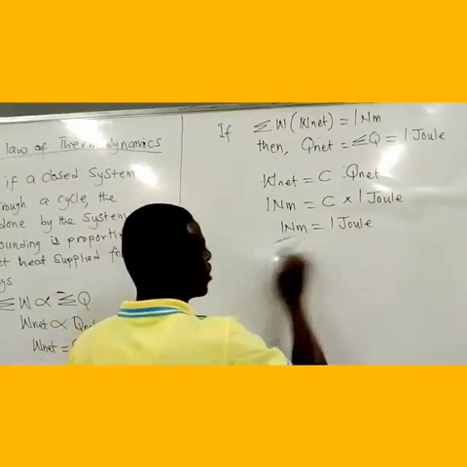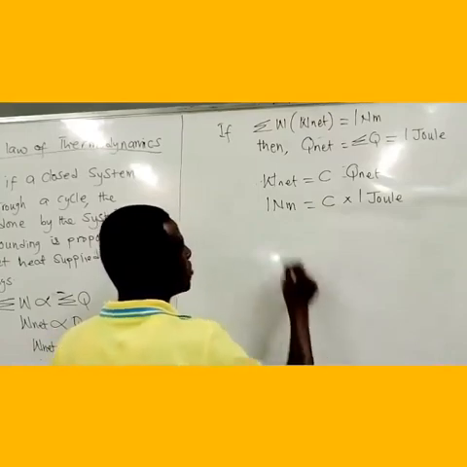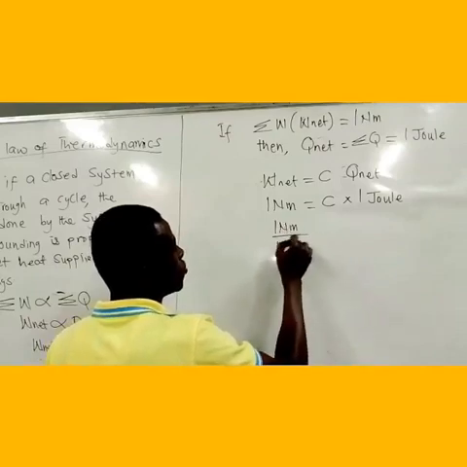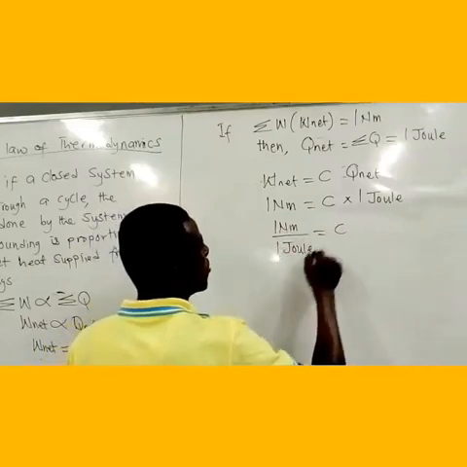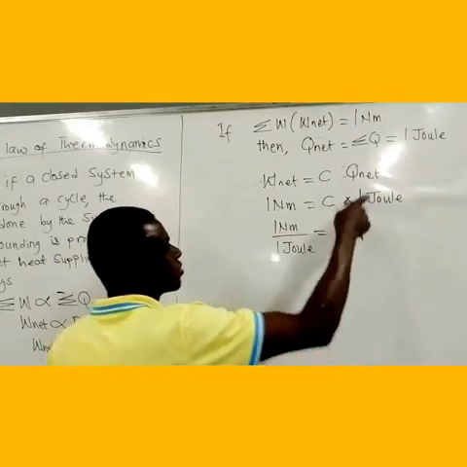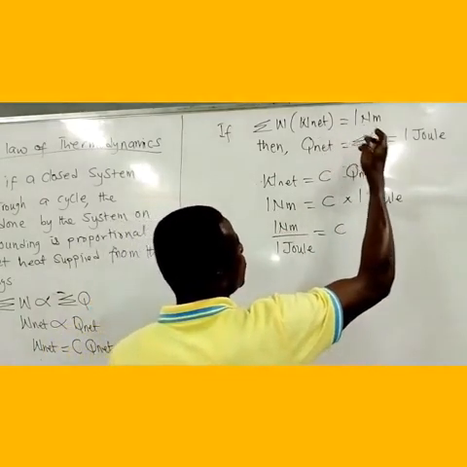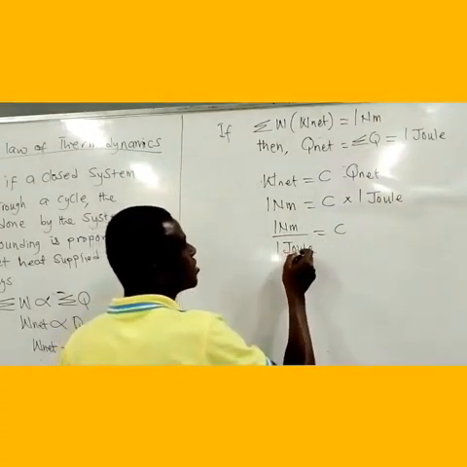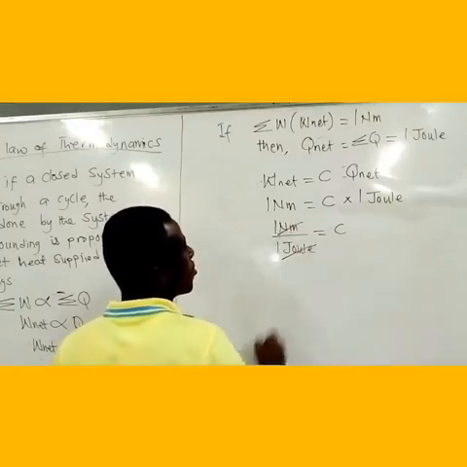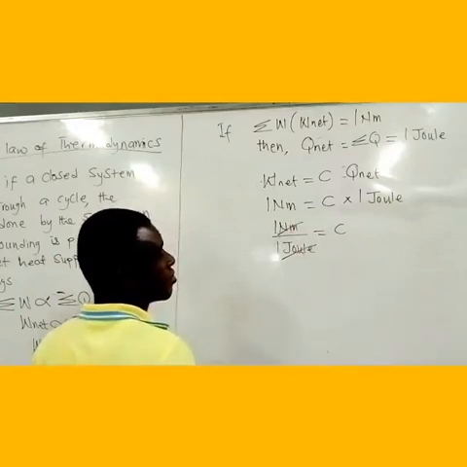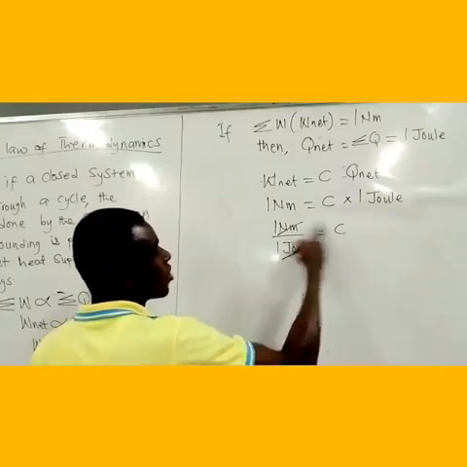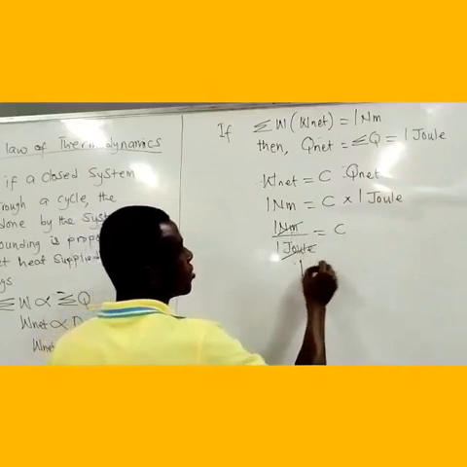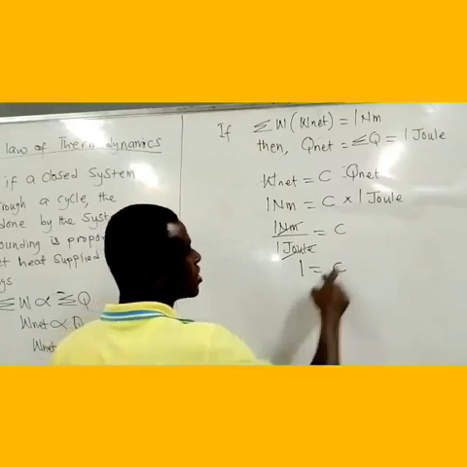If you try to divide, we have 1 Newton meter over 1 joule is equal to C. But 1 Newton meter, or net work, was directly proportional to net heat. So it means that this and this have the same quantity or the same units. So since they are the same, that's why they are related. So 1 joule is the same as 1 Newton meter. Then we are going to get 1 equal to C. So the constant of proportionality is equal to C.